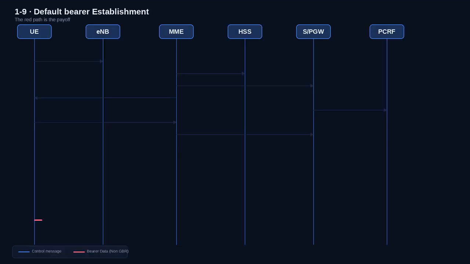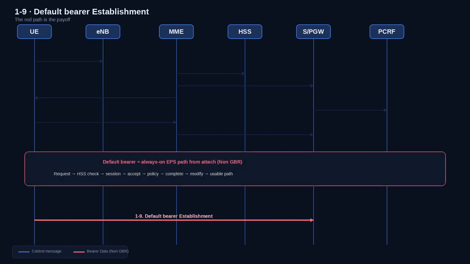Only now does the diagram's payoff line deserve the spotlight. Step 1-9, default bearer establishment. The red path across the bottom, bearer data, non-GBR. Everything blue was scaffolding. The red line is the outcome students actually mean when they say the phone got data. A default bearer is the always-on EPS bearer created as part of attach, giving the UE a basic IP connectivity path through the gateway. It is default because it comes with the attach. You do not first attach into a void and later invent connectivity from nothing in this example flow.